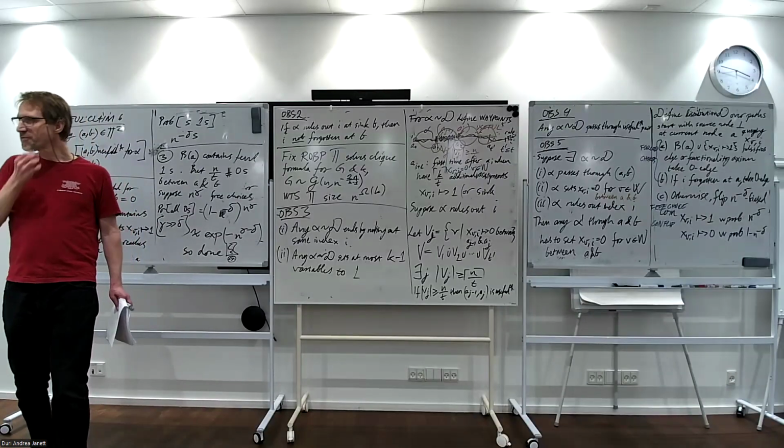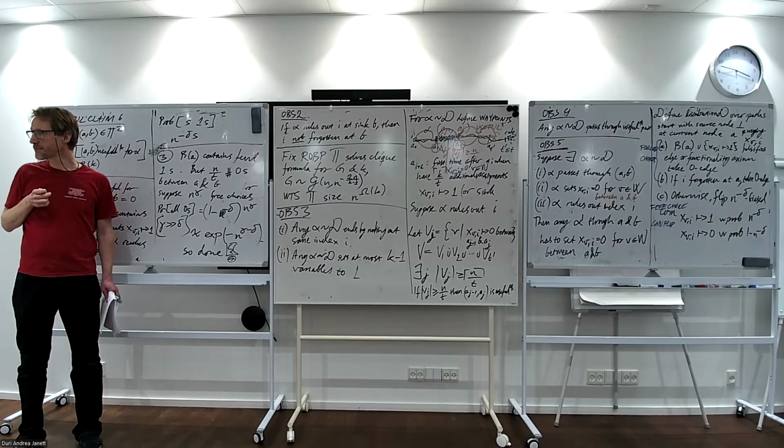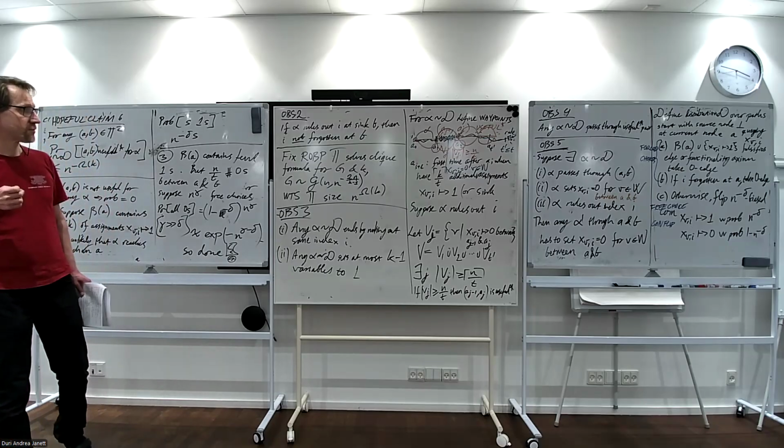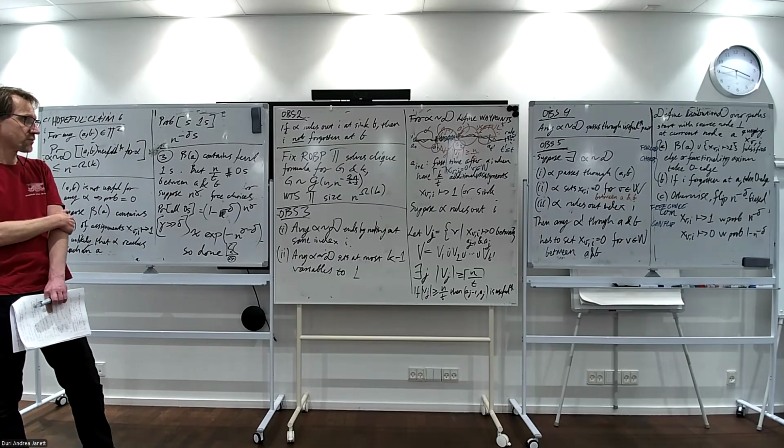Any final questions before we wrap up? Yeah, about observation 5. So it's any path through A and B that coincides with alpha before A and after B?